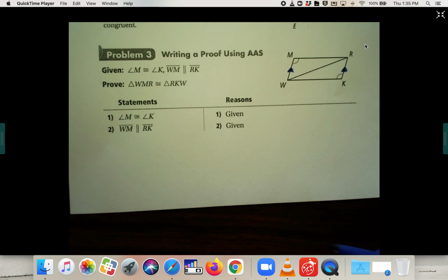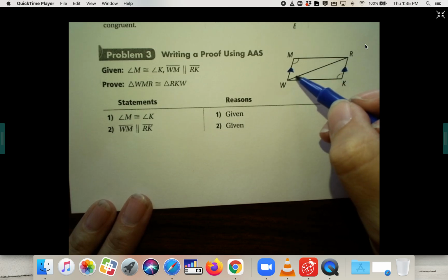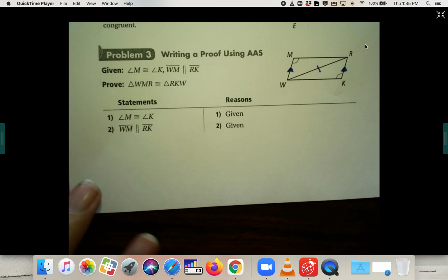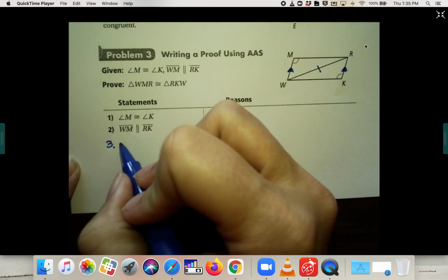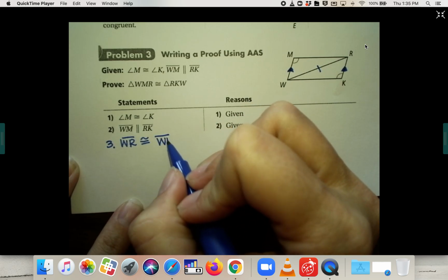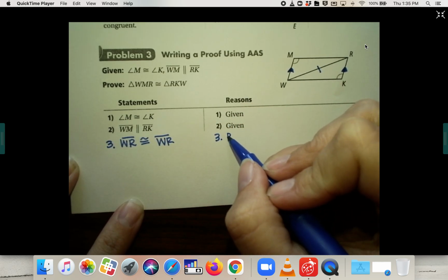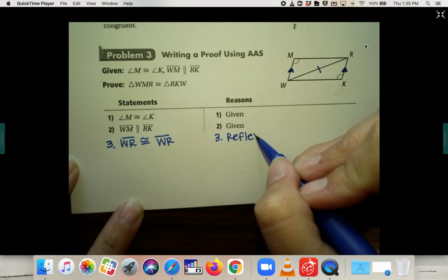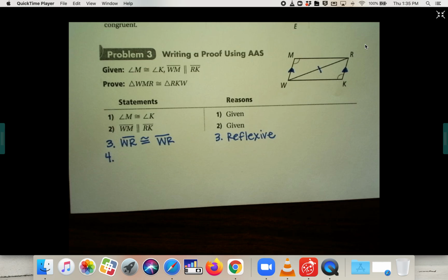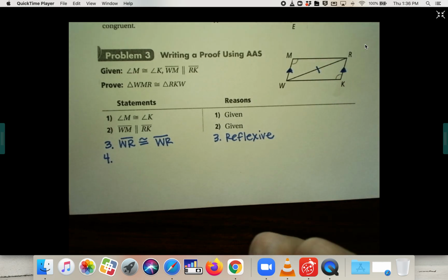First of all, what you should know is that WR is congruent to WR because it's the same in both triangles, which means it's reflexive. So let's go ahead and write that. WR is congruent to WR by reason of reflexive. That's the reflexive property. And then let's see what else we have. We have a side and an angle. A side and an angle. So we're going to need one more angle.